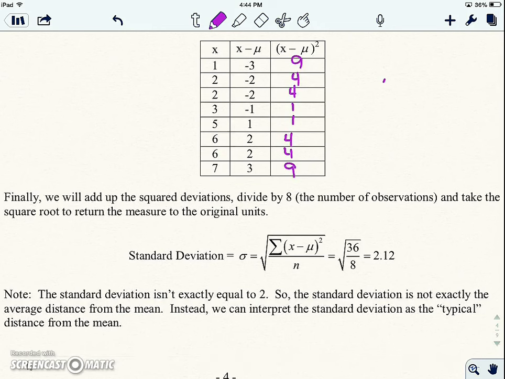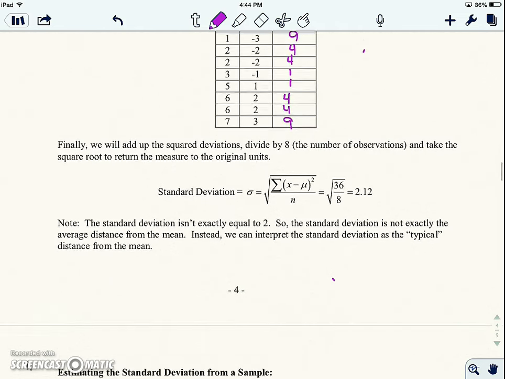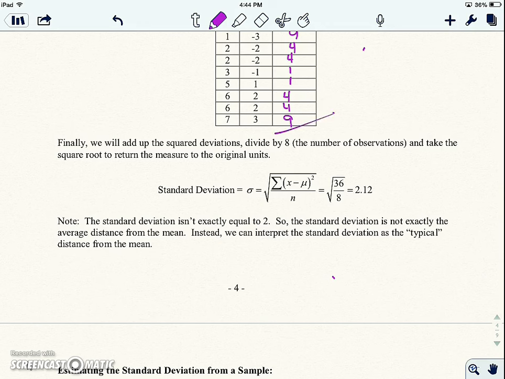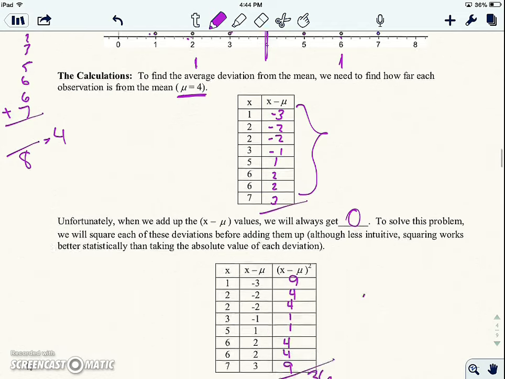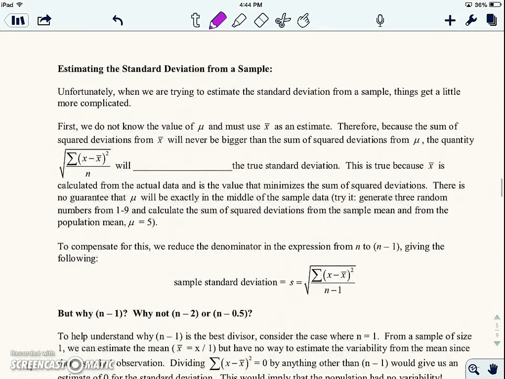So finally, we'll add up the squared deviations and then divide them by the number of observations, and take the square root. So this is our total right here. It adds up to 36. Divide by the n observations, or 8 observations, and our standard deviation is 2.12, which means on average, these data points are 2.12 units away from 4. And I will definitely give you some real-world examples for this, okay?